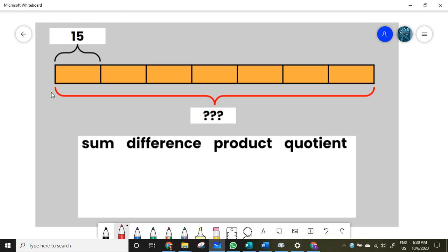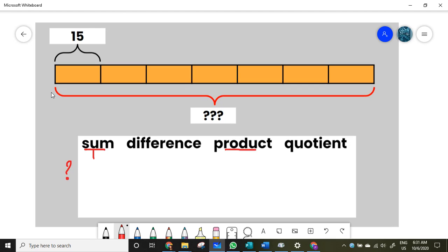This is a bar model that's split into equal pieces. We know that one part has a value of 15, but we don't know the whole value of the bar model, which means we could do one of two operations. We could find a sum, which means we're going to add, or we could find a product, which means that we are going to multiply. So if we were doing the sum, then that would mean that we are going to add 15, 1, 2, 3, 4, 5, 6, 7 times.